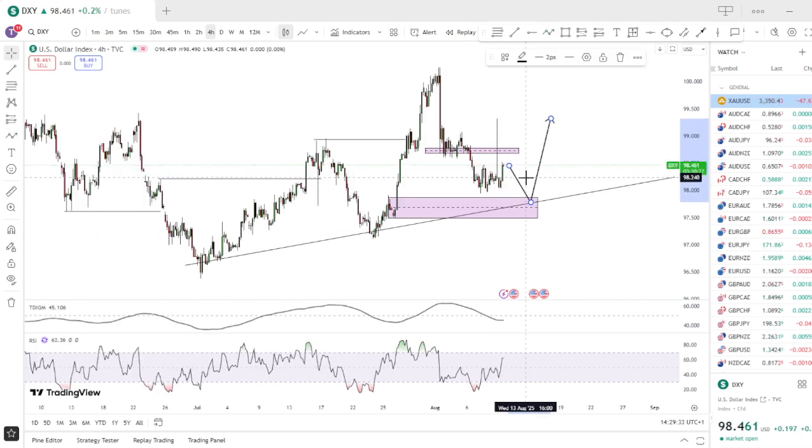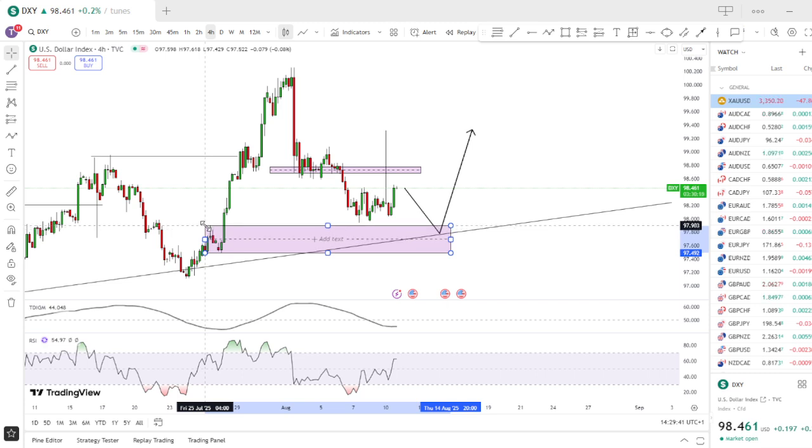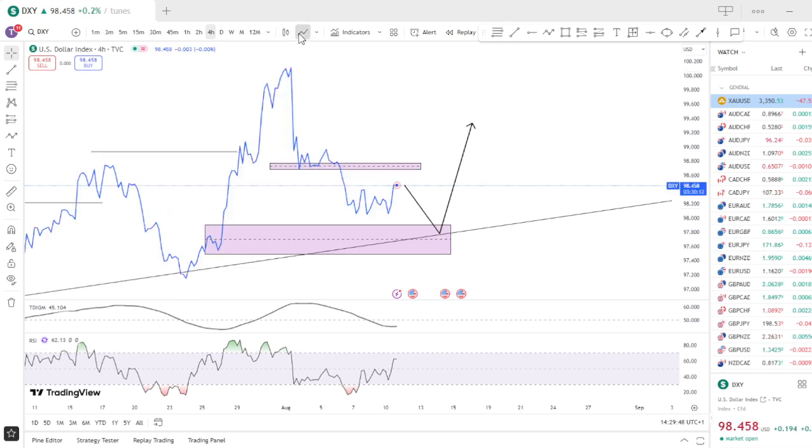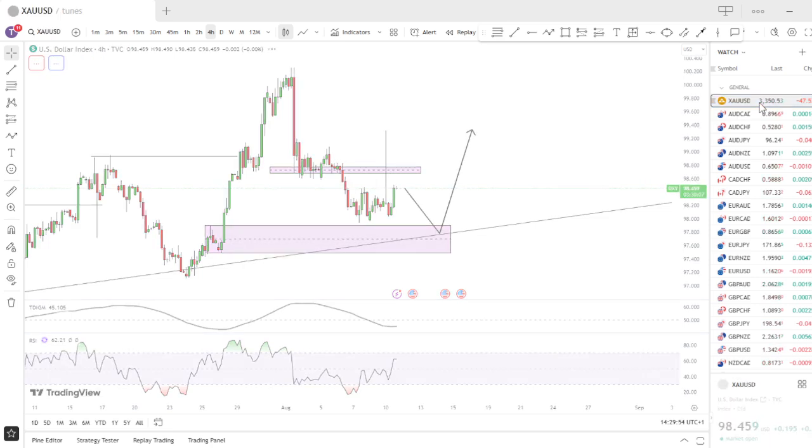Now, this is just an index chart, so it's not necessarily tradable, unless your broker allows you to trade it. But if not, by all means, just look at this as a bias of what I expect from the US dollar itself. So that's it for the US dollar DXY chart right now. We're going to go straight into the currency pairs. Let's just have that at the back of our mind.